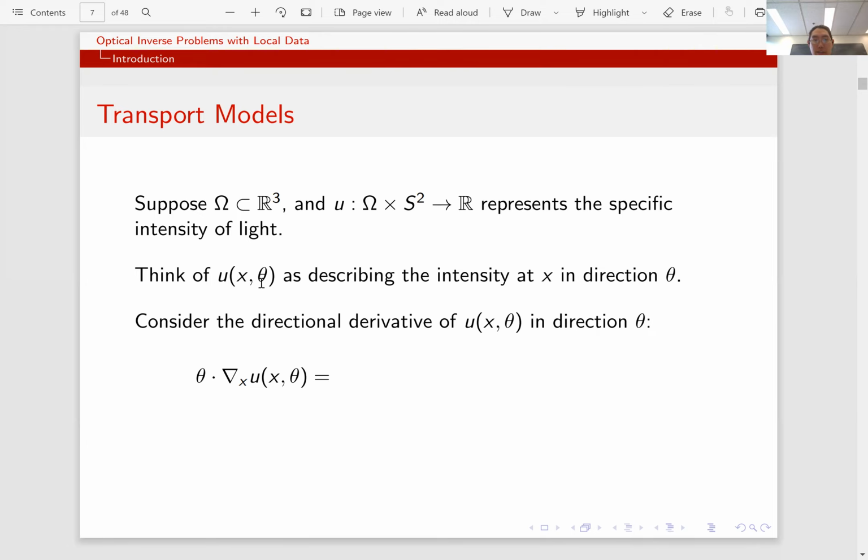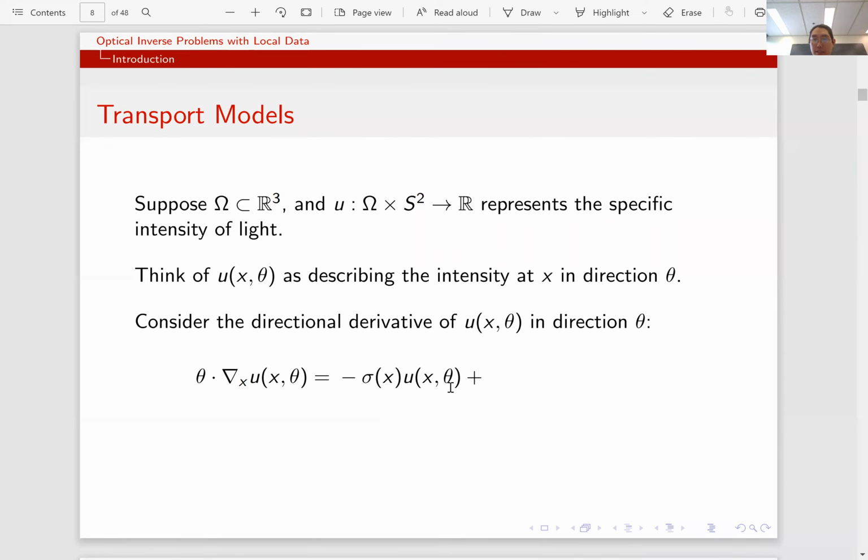And then if you want a model to talk about how u(x, θ) behaves, you can look at the directional derivative of u(x, θ) in direction θ. So you fix a θ, you think about the light that's traveling in direction θ, and you look at its directional derivative in direction θ. So you look at θ dot the gradient in the x variables of u(x, θ). And then in a scattering medium, what happens is that you lose something that's proportional to the amount u(x, θ). The reason you lose something is because you have light that scatters out of your original direction. So some of the light that arrives at x in direction θ will bounce off something at x and travel out in a different direction. And so that will be light lost to u(x, θ) for that fixed θ.